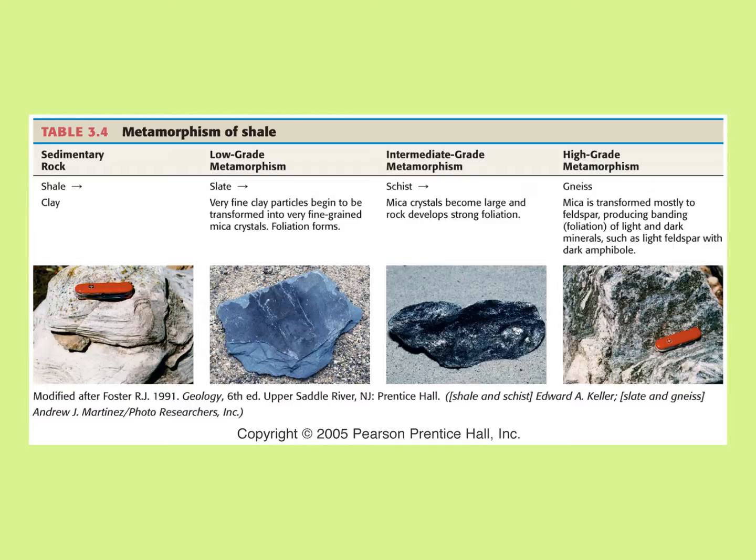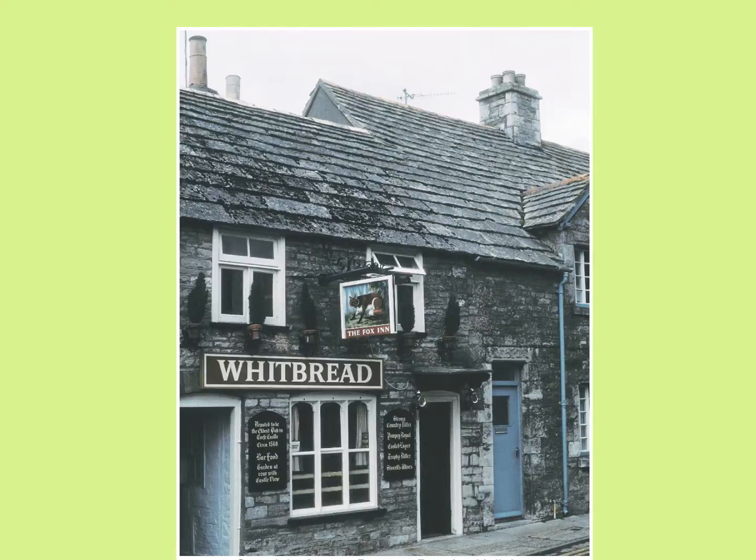So of all these, the low-grade metamorphism is the more common, and slate is actually a building material that we've used for a number of years, including the top of this pub in England. The roof of this pub, I should have said.